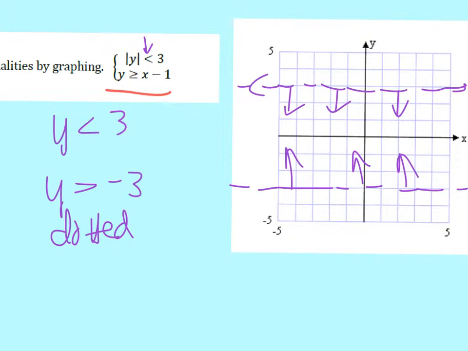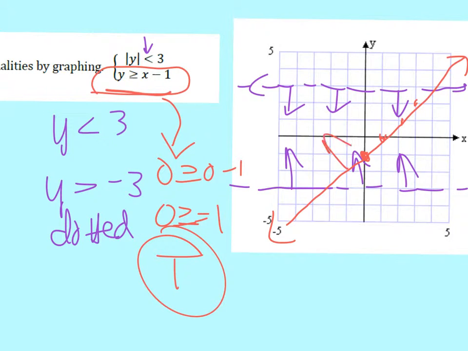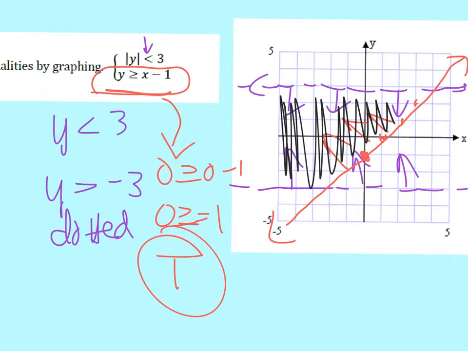Now if I look at the second one, x minus 1, that means I'm going to start there. I'm going to go up, up, up, up. So it's going to look like this, solid line all the way through. Then I've got to test which way I'm going to shade. If I put in 0, 0, is 0 greater than negative 1? That's going to be true. So I want to shade towards 0, 0. The part that's in common here is going to be this. That's going to be my solution area.